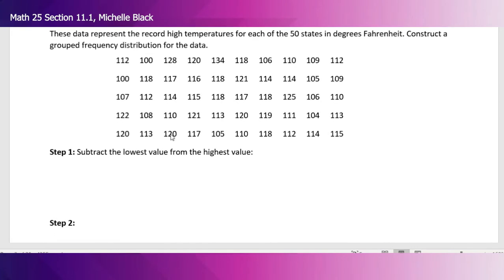These data represent the high record temperatures for each of the 50 states in degrees Fahrenheit. Construct a grouped frequency distribution for the data. All right, so there are 50 numbers here representing the highest temperature from each of the 50 states. We have 5 things we need to do to construct our grouped frequency distribution. So the first thing we're going to do is subtract the lowest value from the highest value. So take a second and pause the video and locate the lowest and highest value and subtract them.